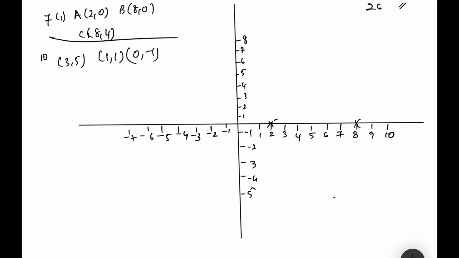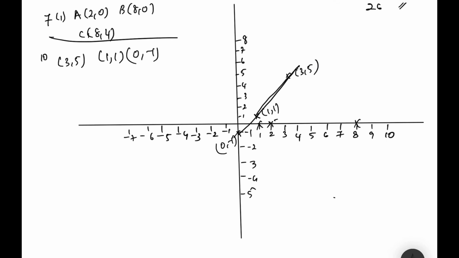So first we'll check the first one. (3, 5) will go somewhere here. Next you have (1, 1). It will be here. Next you have (0, -1). Just check whether they are collinear. Try to attach these lines.